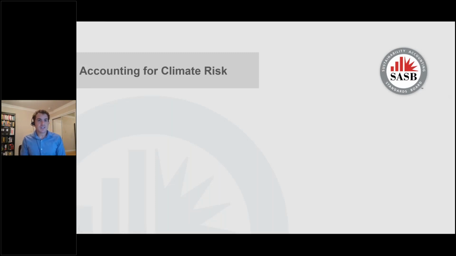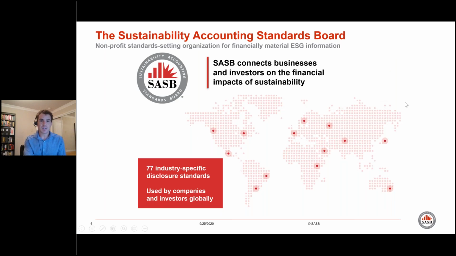So let's go ahead and dive in. To set the stage for our panel, I wanted to provide a quick overview of how SASB accounts for climate risk in our standards. And first off, for those of you who may not be familiar with SASB, I'll give just a very quick overview. SASB, or the Sustainability Accounting Standards Board, is a nonprofit standard setting organization for financially material ESG information. Our mission is to connect businesses and investors on the financial impacts of sustainability. And we do this through the establishment of our 77 industry-specific disclosure standards, which are used by companies and investors globally.